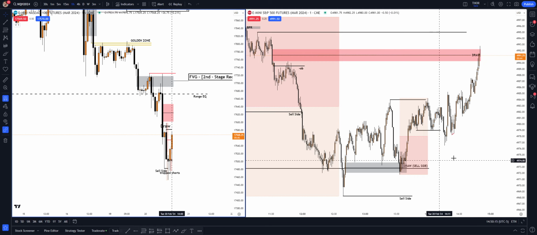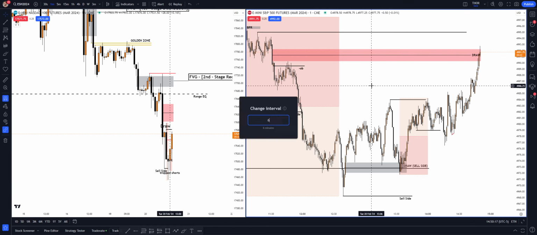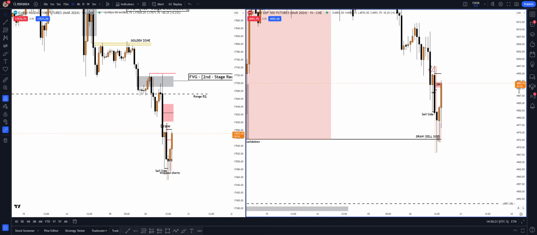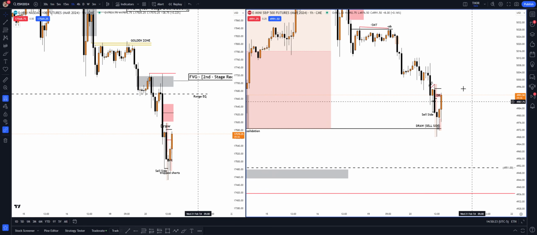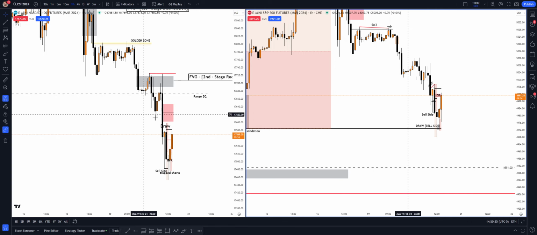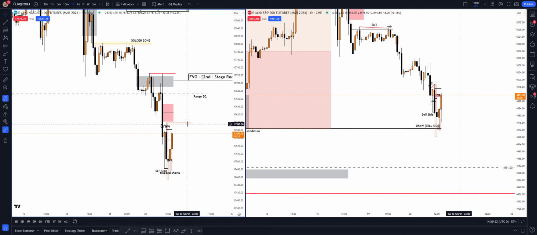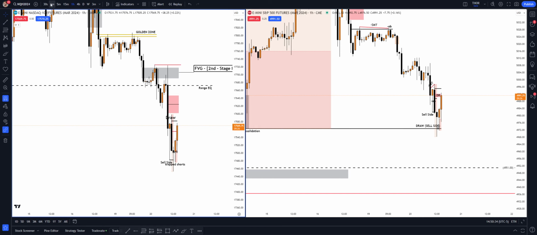Personally. Let's check ES on the hourly. I think we're gonna have an SMT there. Probably above this high, you might get an SMT divergence with ES. We'll see.